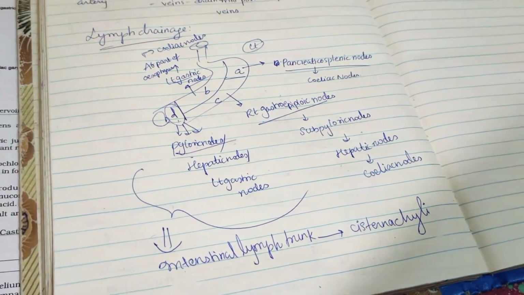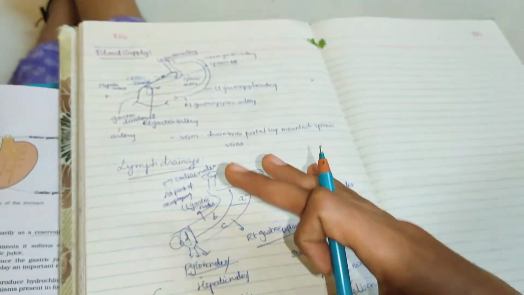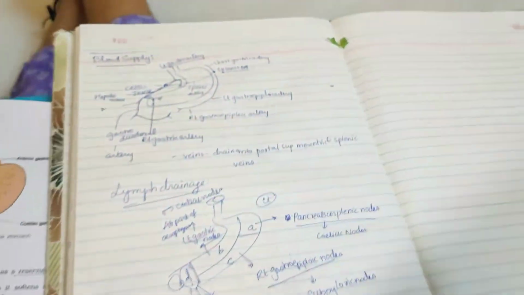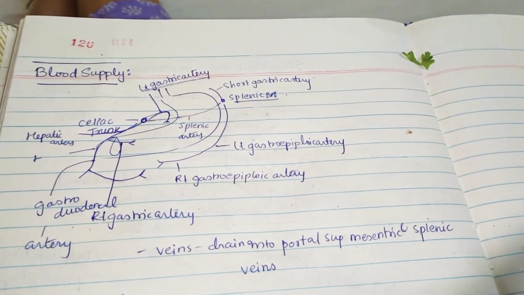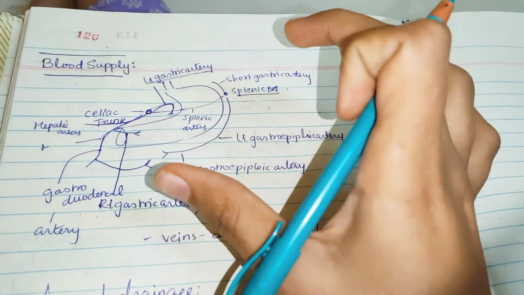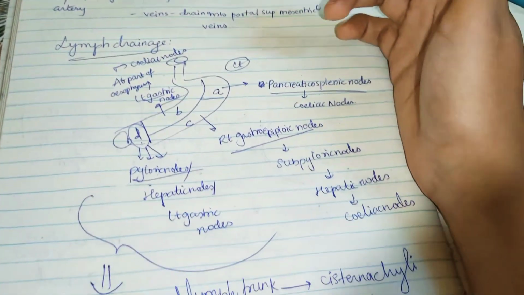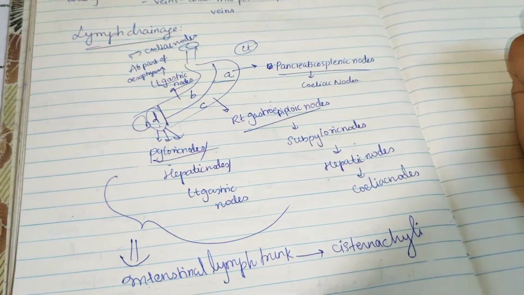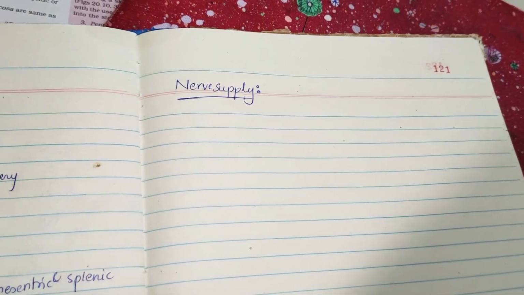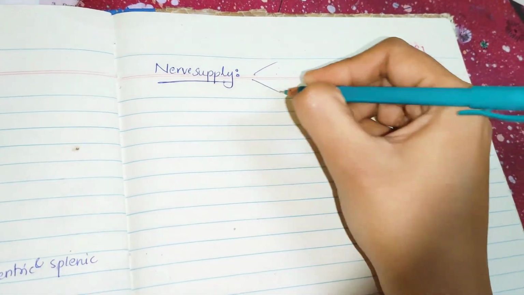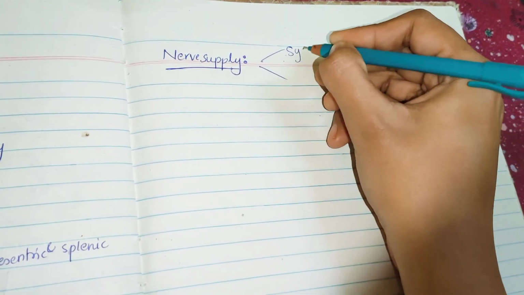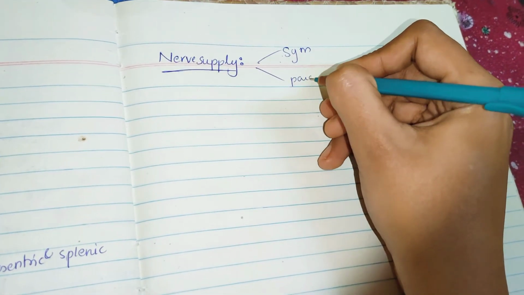So next we'll discuss the nerve supply. So in this page we have completely covered the blood supply, both arteries and veins of stomach, and here we have discussed lymphatic drainage of stomach. Now let us start the nerve supply of stomach. Actually, nerve supply of stomach is divided into sympathetic and parasympathetic nerves.